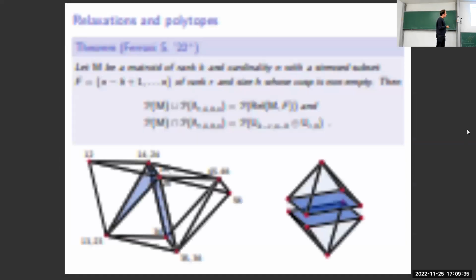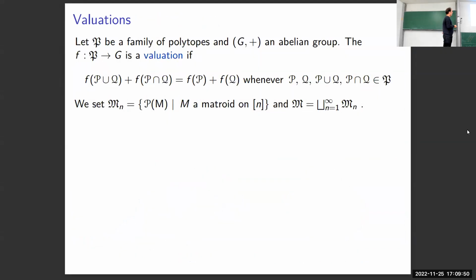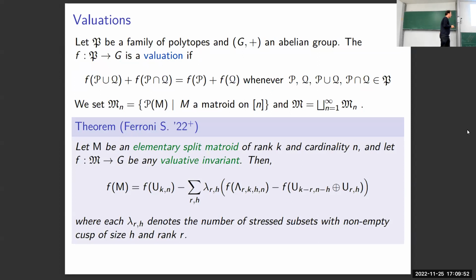So we'll go back to what a cuspidal matroid is. It's the relaxation of this thing here, and that depends really on H and R, which is, if you want, the rank and the size of your stressed subset. And therefore, I can compute how many stressed subsets of size H and rank R there are, and then this gives me the formula. Okay, so let's go to some examples.